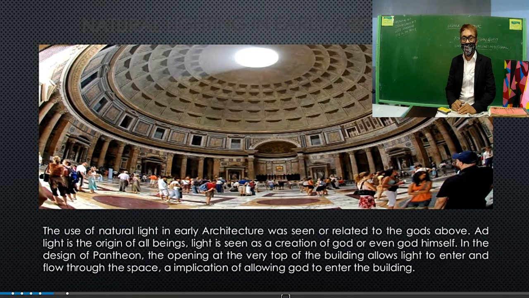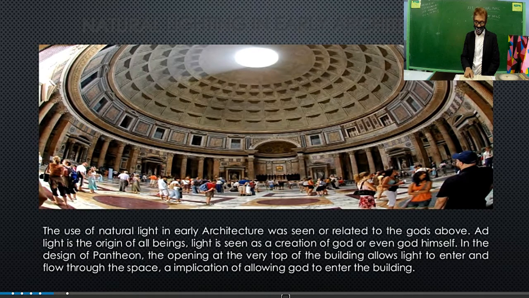In architecture during the Renaissance, there is a natural use of light in designing architecture. Example here in this Rome Pantheon, the use of natural light in early architecture was seen as related to the gods above. So, may kaugnayan ang Diyos sa paggawa ng arkitektura noon tulad nitong Pantheon para ma-remind ang mga tao na ang gumawa ng light, ang source of light, is the ultimate creator, the God.